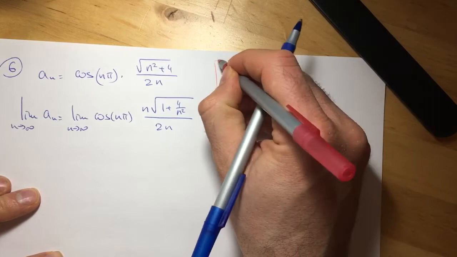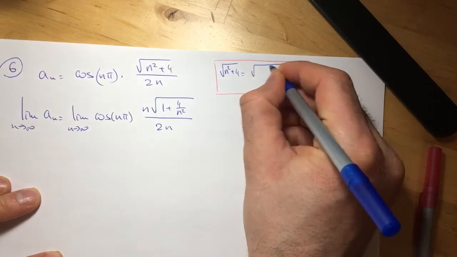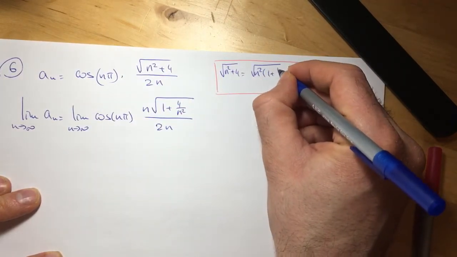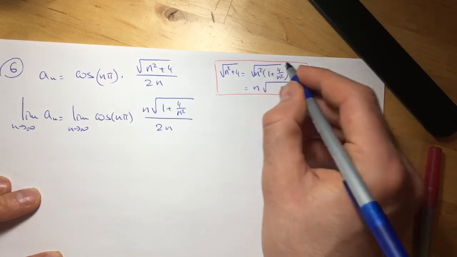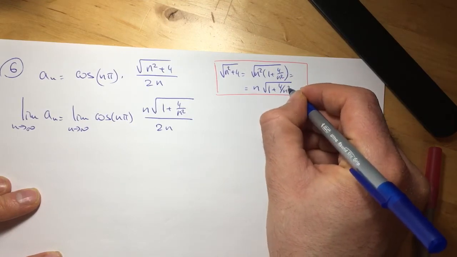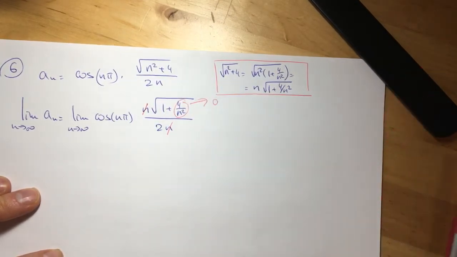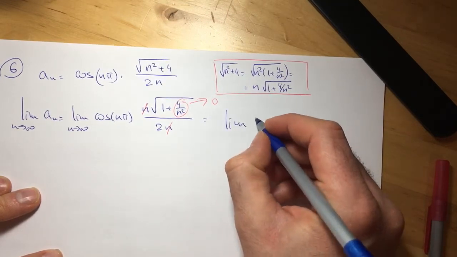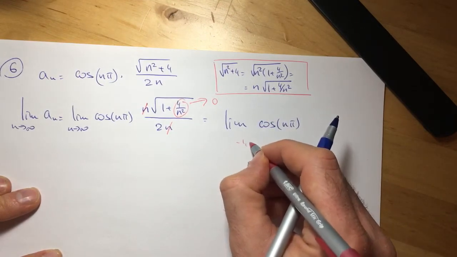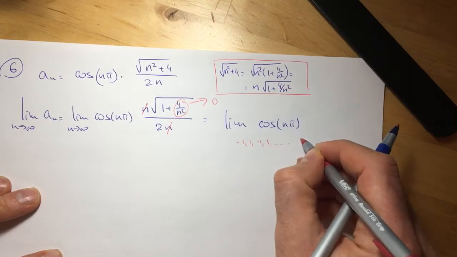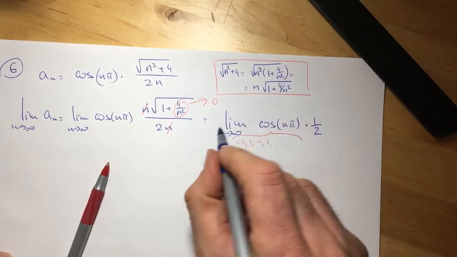Well, square root of n squared plus 4 is equal to square root of n squared times 1 plus 4 over n squared, where I factored the highest exponent. Square root of n squared, we said when we deal with sequences, is always positive, so square root of n squared is n. And now you cancel n and n. 4 over n squared goes to 0, and this limit becomes the limit of cosine of n pi, which is nothing else but the sequence -1, 1, -1, 1, and so on, times 1/2. And this limit does not exist.